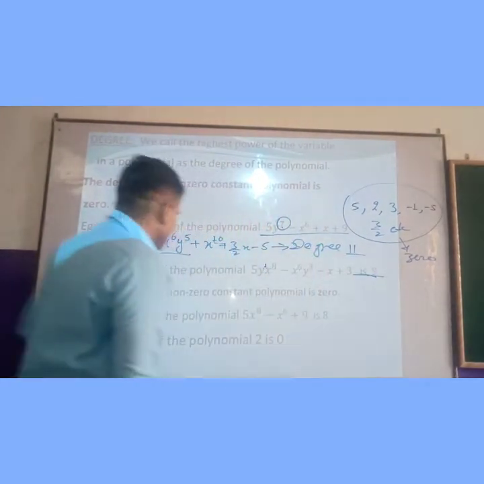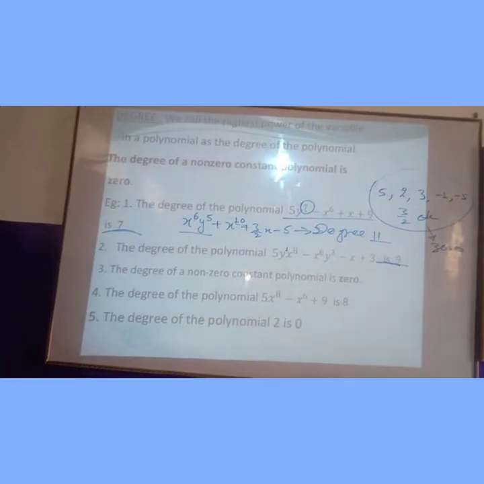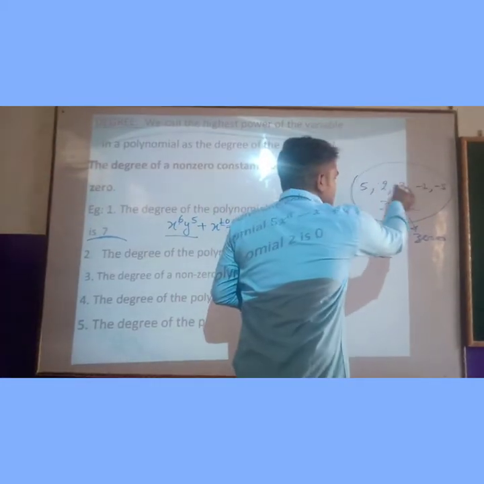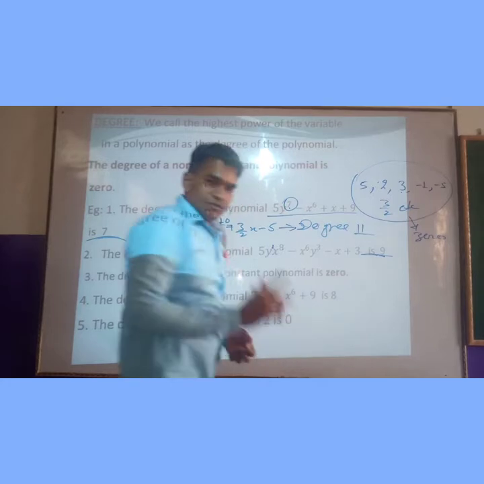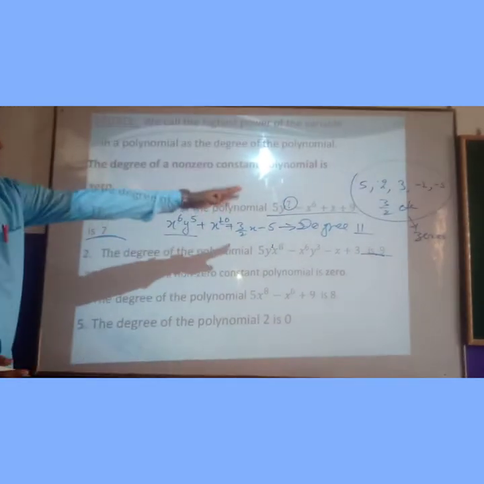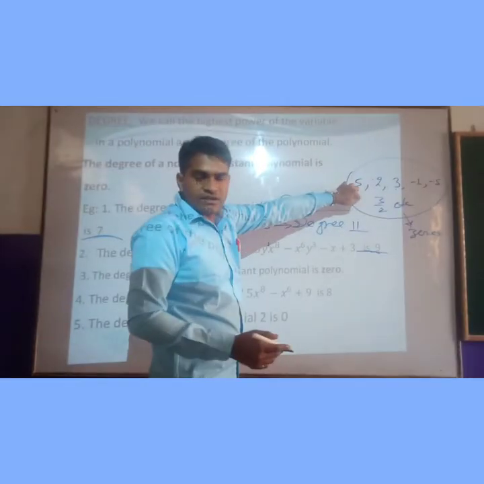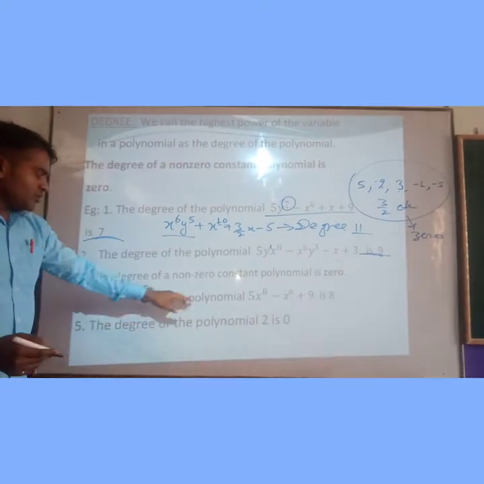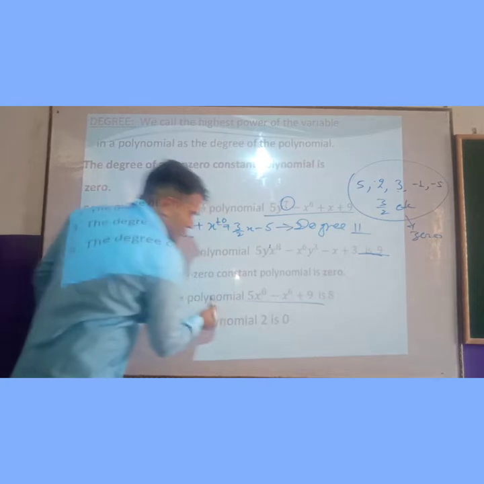Now, the degree of a non-zero constant polynomial is 0, as I told you earlier. We observe that the degree of a non-zero constant polynomial is 0. And what is the degree of this polynomial?